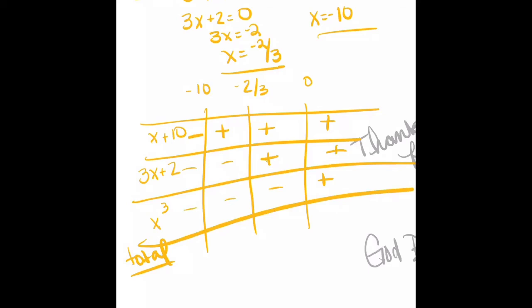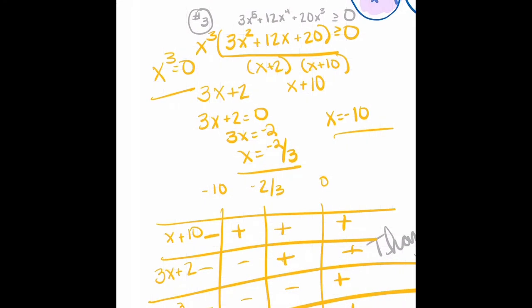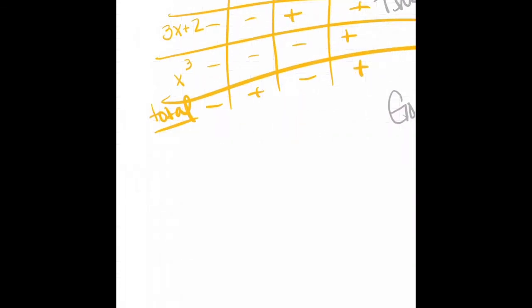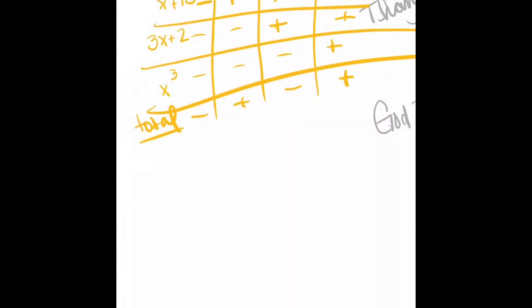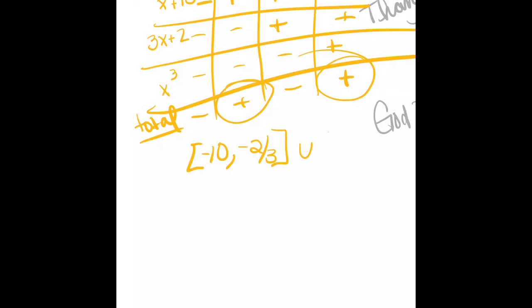Negative times a negative is a positive, times a negative is a negative. Positive times a negative is a negative, times a negative is positive. Positive times a positive is a positive, times a negative is a negative. And all positives is a positive. Then we need to go back up here and look at the sign it's asking for. Greater than or equal to 0. So that's going to be where it's positive.